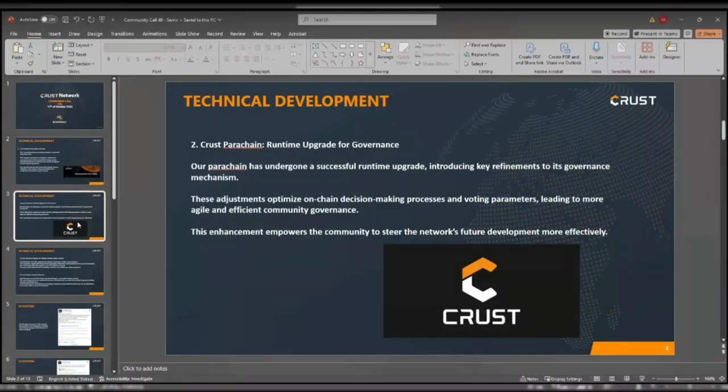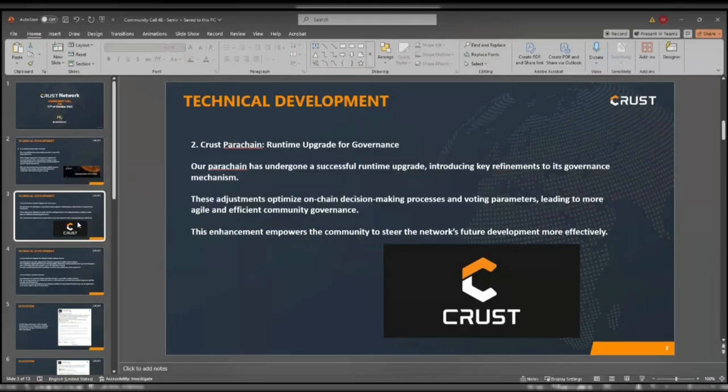Moving on, we have the Crust parachain runtime upgrade for governance. Our parachain has undergone a successful runtime upgrade, introducing key refinements to its governance mechanism. These adjustments optimize on-chain decision-making processes as well as voting parameters, and that would lead to more agile and efficient community governance. This enhancement empowers the community to steer the network's future development more effectively.